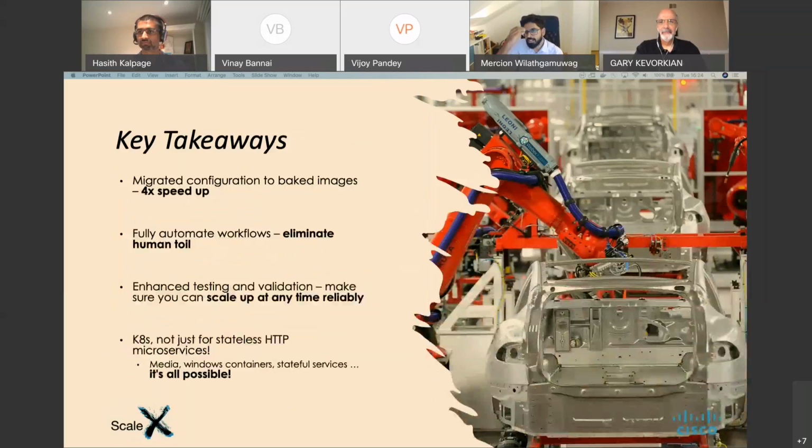So if we move on to the next slide, what are the key takeaways, right? For us, this has been a bit of an insane journey. We've had to scale and roll this out much faster than we anticipated in January because of scaling requirements. One thing that we've done is migrating to baked images. So we didn't get this right when we started off, right?